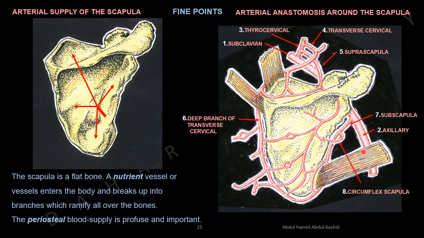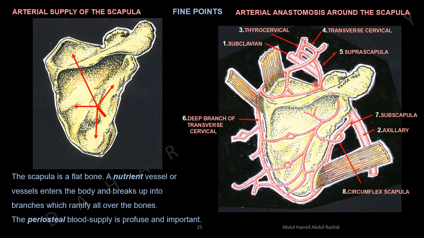This is the axillary artery giving a very important branch, the subscapular artery, which comes down along the lateral border of the scapula. This subscapular artery will give the circumflex scapular artery, which goes back. And the branch from here and the branch from here, that is the suprascapular artery, and the branch from the transverse cervical artery, all these branches will anastomose around the scapula.